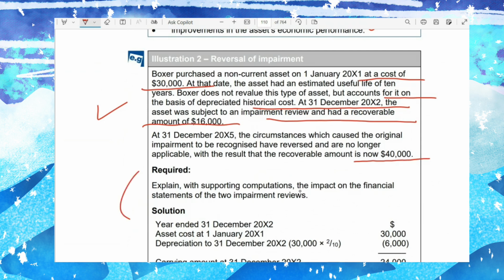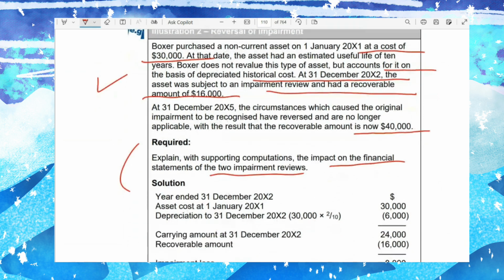Okay, the life of the asset is 10 years, and 6,000 depreciation is deducted, leaving a carrying amount of 24,000. But the recoverable amount according to this review is 16,000, so the balancing figure of 8,000 is the impairment loss for this scenario.